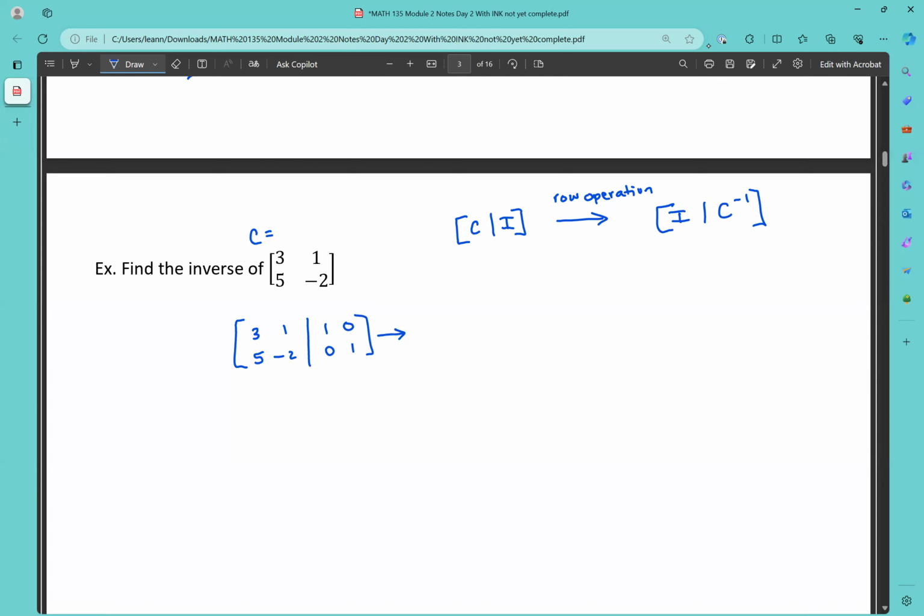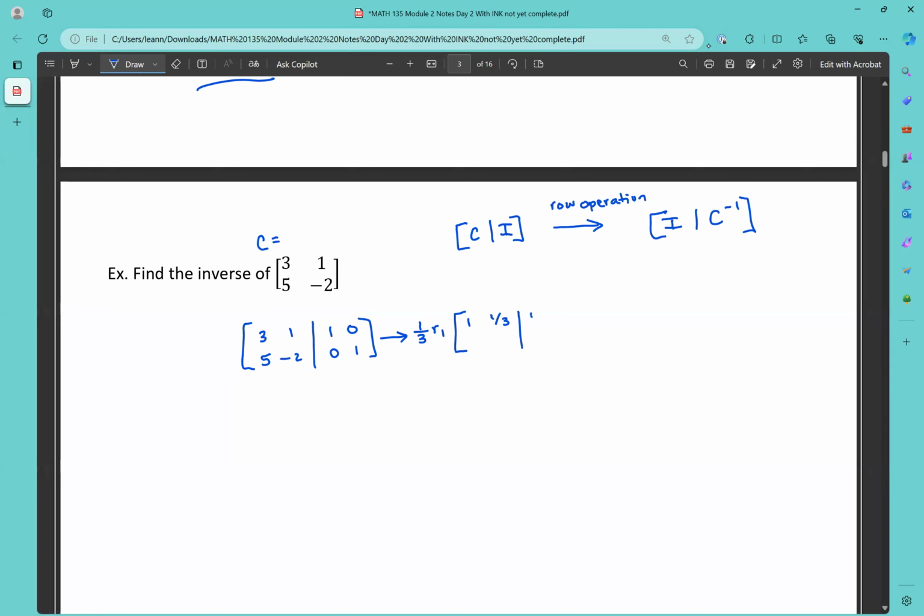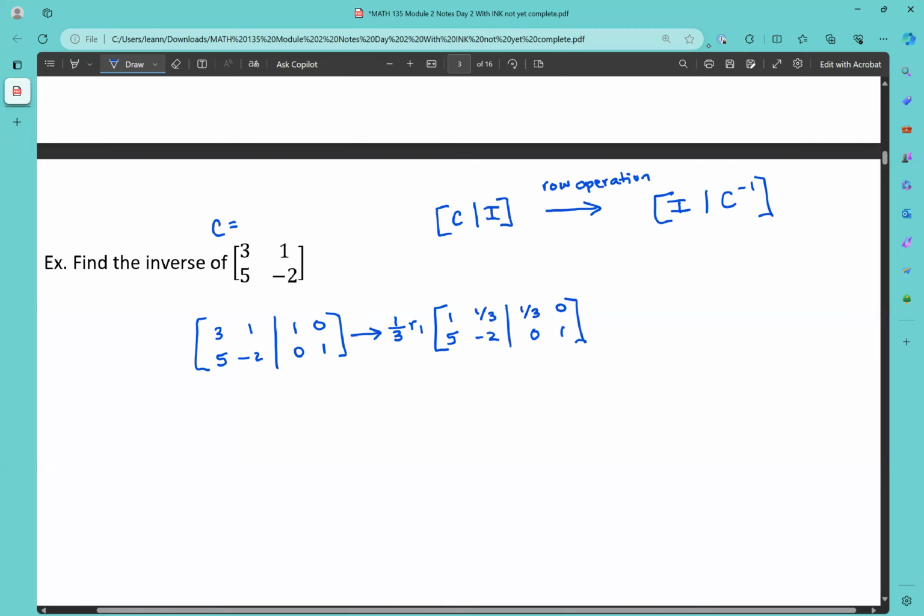So we're going to take 1/3 of that first row. In other words, think about it as dividing it by 3 all the way across. That's going to give us a 1 in the top left spot like we want. So that'll be 1, 1/3, our bar, and then we have another 1/3 because you're dividing 1 by 3 or multiplying 1 by 1/3. And then times 0, it'd be 0. Nothing has changed yet on our second row. Okay, so that's where we're at so far.